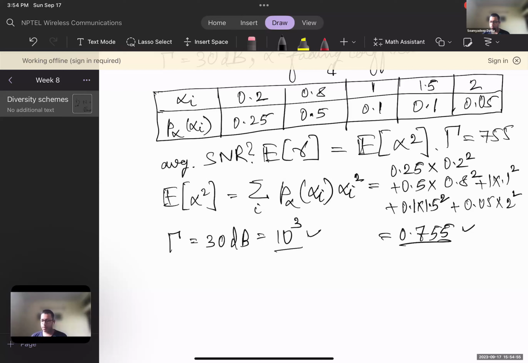I'm getting something like 28.7 dB. So the mistake that can happen here is that you can mix up. One second, let me just check.